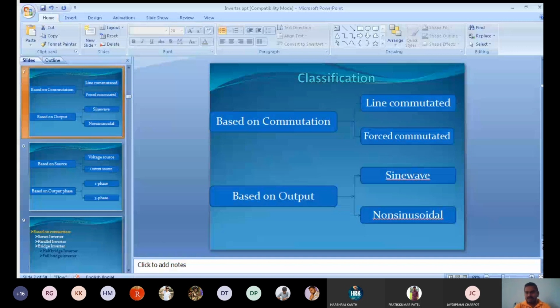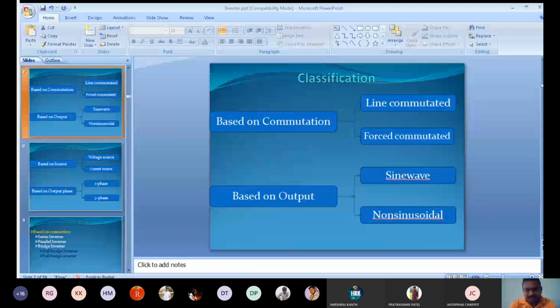So if we have an SCR and we want to make the SCR off, then some process we have to do, and this process is known as commutation. Understood the meaning of commutation in power electronics? Yes, sir. Got it.